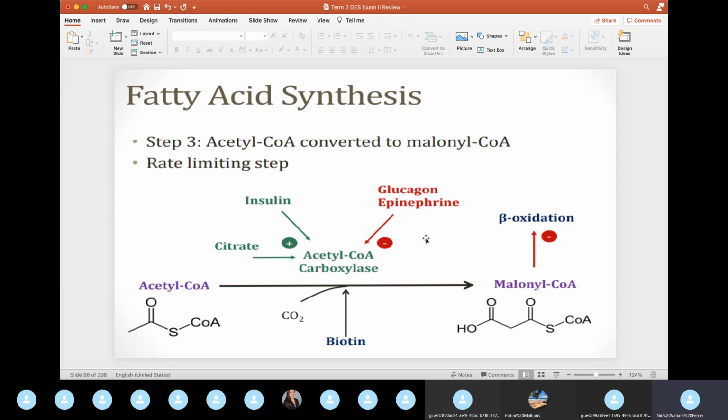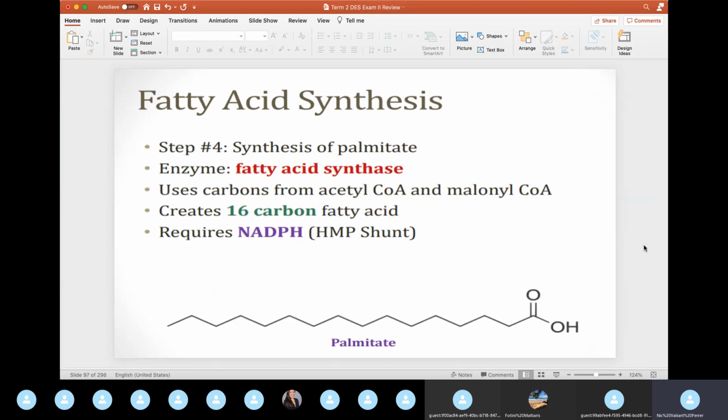If you're in the fasting state, glucagon and epinephrine. Think about fight or flight. Think about starvation, dieting, right? You inhibit acetyl-CoA carboxylase. You don't want fatty acid synthesis. You need oxidation. You need to break down fatty acids. Malonyl-CoA is an important inhibitor of fatty acid breakdown via the process of beta oxidation. We're gonna look at that in the next couple of slides.